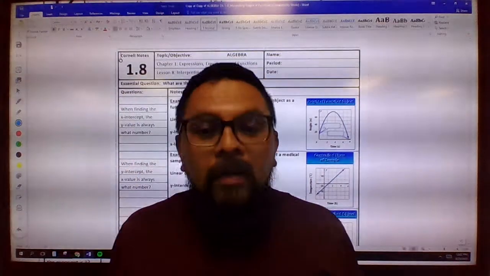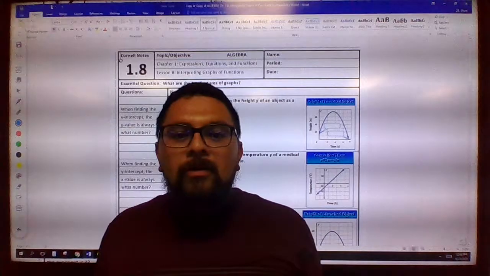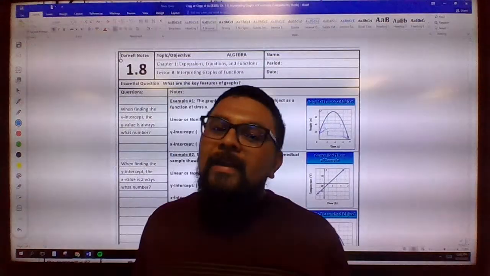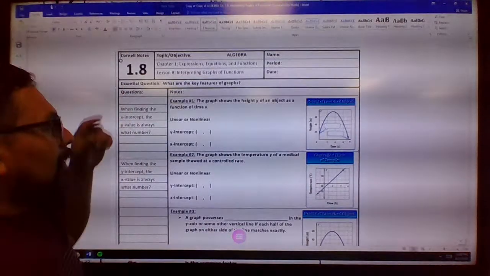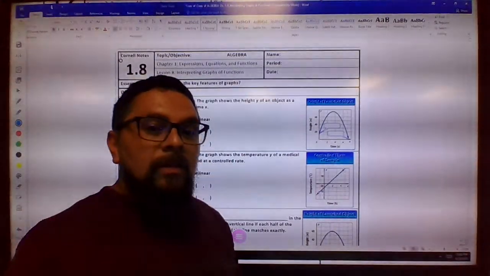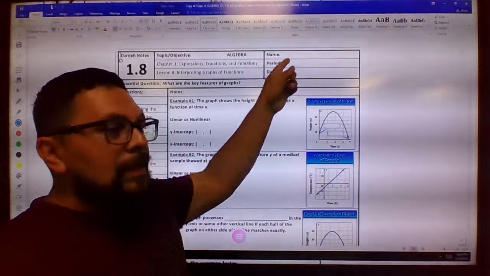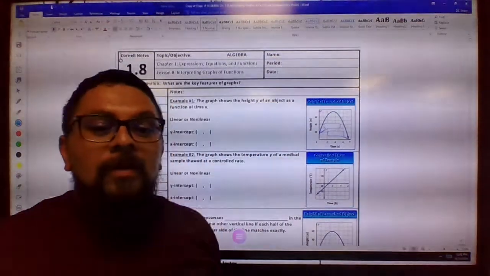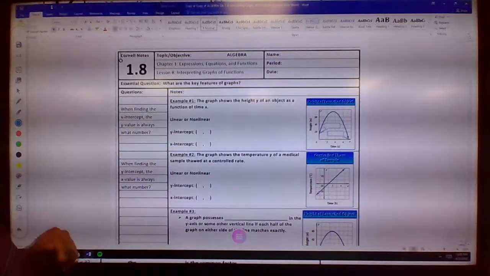That involved functions, if it's a relation or if it's a function. Now we're going to look at interpreting graphs and functions. So we're on 1.8 now, so make sure you have that out. Interpreting graphs and functions. Make sure you have your name, period, date. Make sure your writing is much better than mine. Anyways, let's go ahead and start.